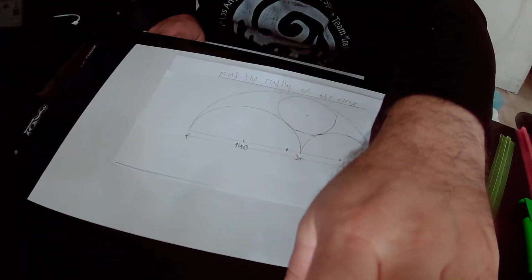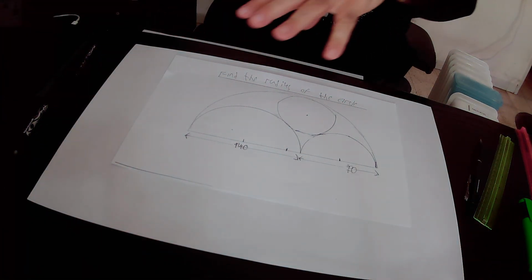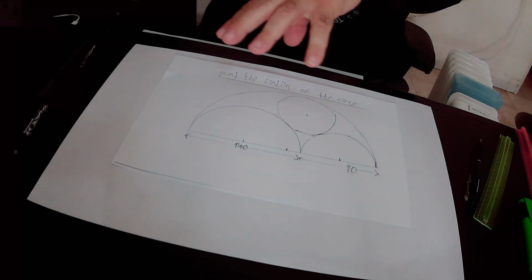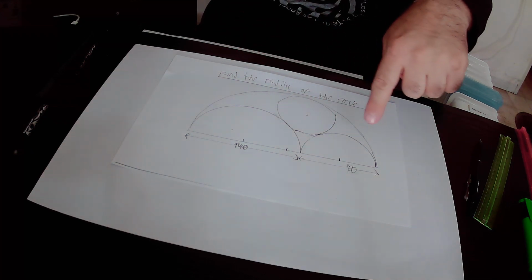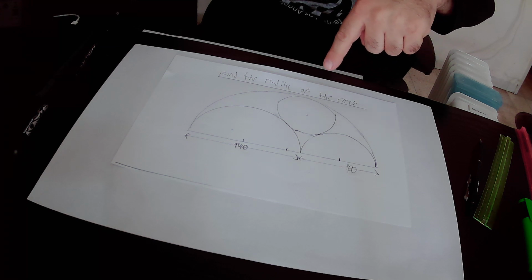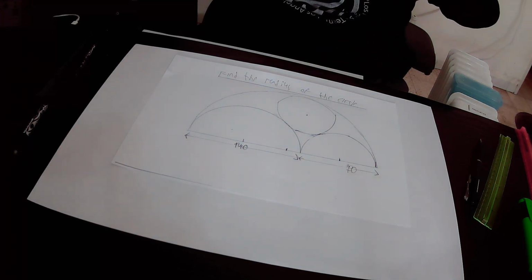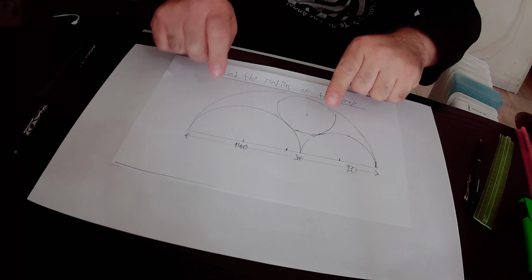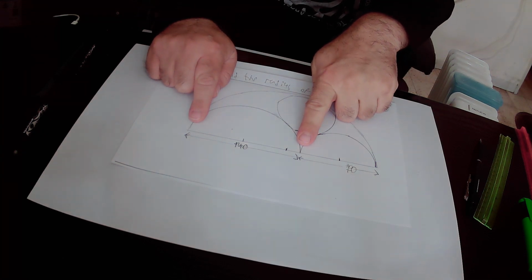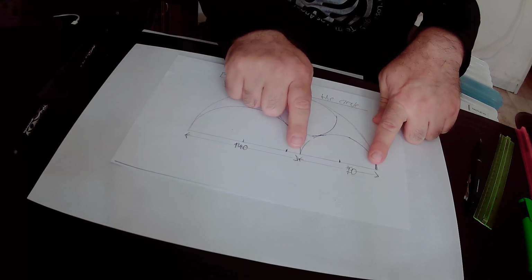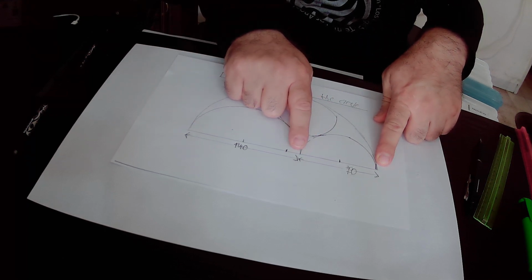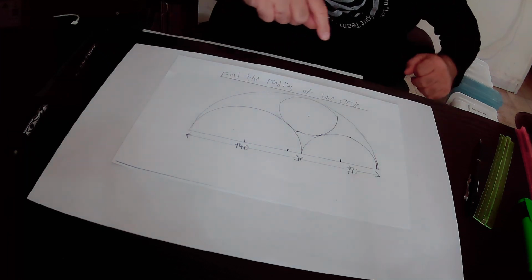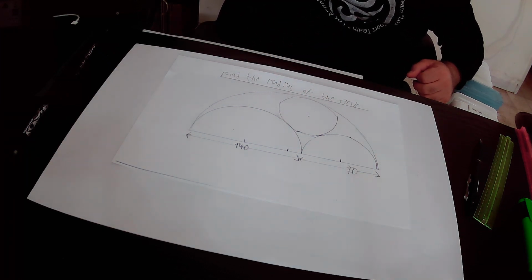And now in this lecture we will find out the radius of the circle. In the drawing we have a big semicircle. Inside this big semicircle we have two smaller semicircles and one circle. We also know that the length of this line segment is equal to 140 units and this line segment equals to 70 units in its length. Our mission is to find out the radius of this circle.